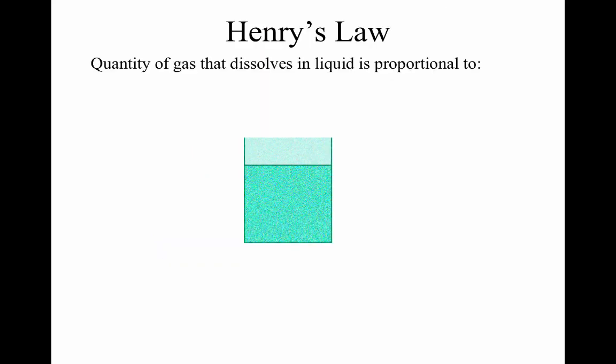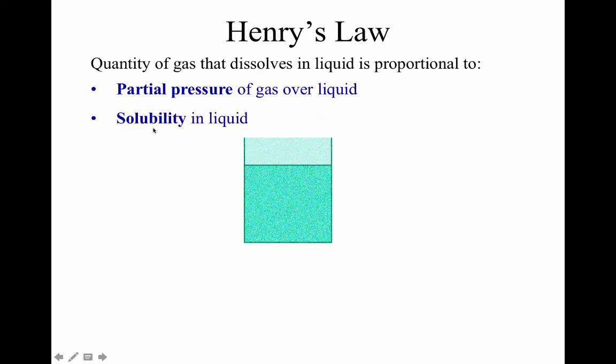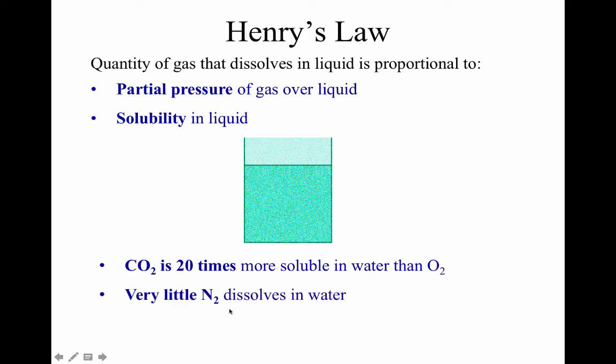Henry's law then says that the quantity of gas that dissolves in liquid is proportional to the partial pressure of the gas over the liquid. We also take a look at the solubility of the gas. For instance, carbon dioxide is 20 times more soluble in water than oxygen, so it has a higher solubility in liquid. In contrast, very little nitrogen dissolves in water. Its solubility in liquid is not as high as oxygen or carbon dioxide.